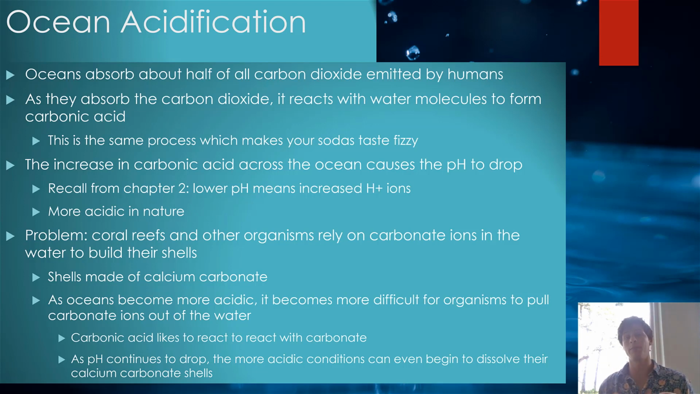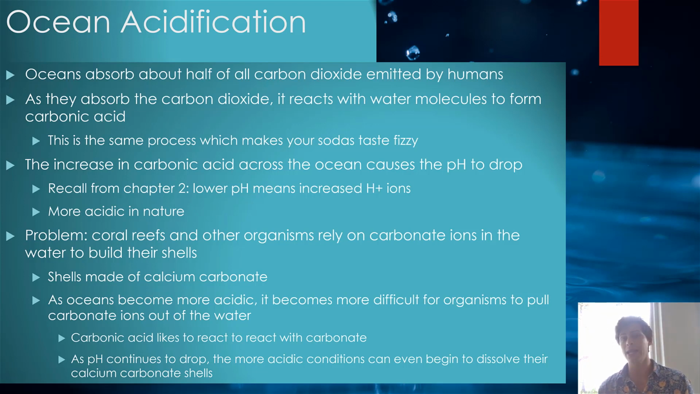A particular problem, and again, we talked about this when we were talking about coral reefs, is that coral reefs and other organisms rely on what are called carbonate ions, CO3 2-. Basically, carbonate ions are something they take out of the water and then incorporate into their shells and other skeletons via calcium carbonate. So they use calcium carbonate to build their shells. When you think of coral reefs, think of the coral reef skeletons.